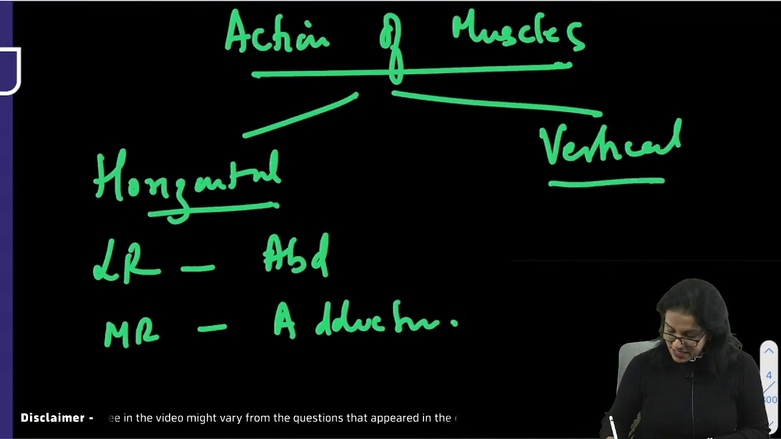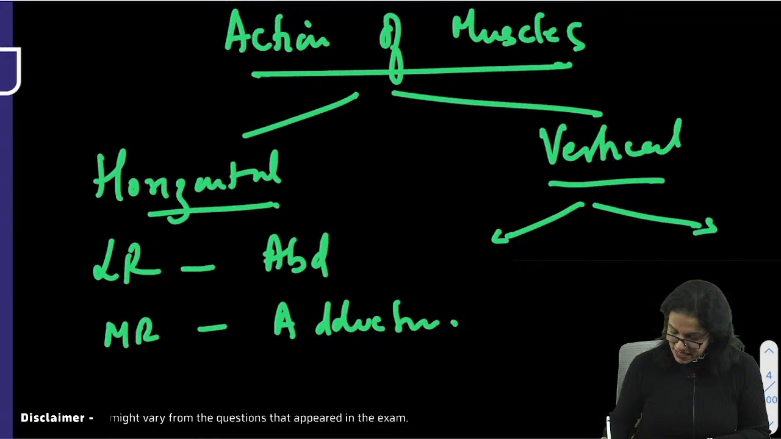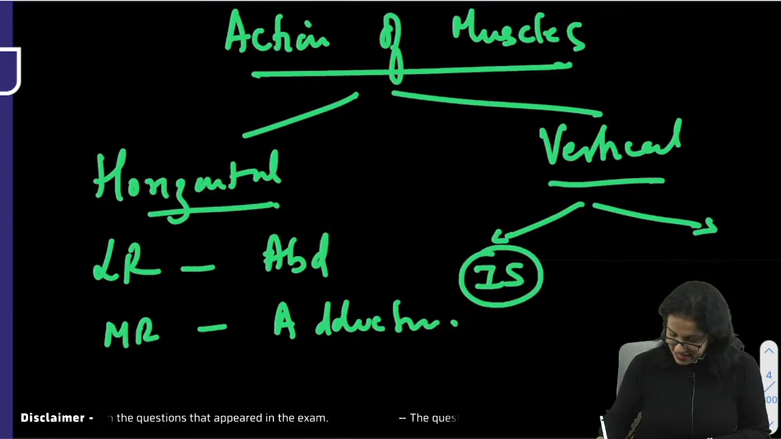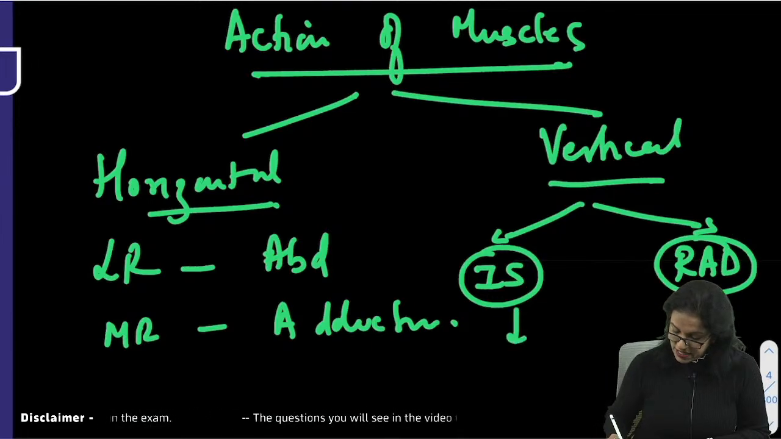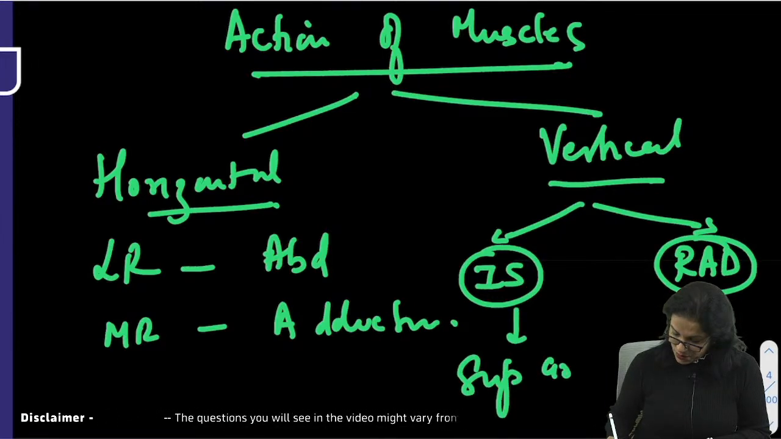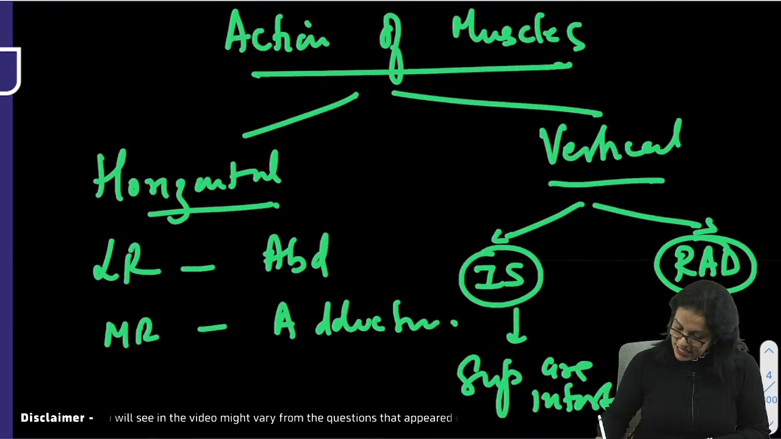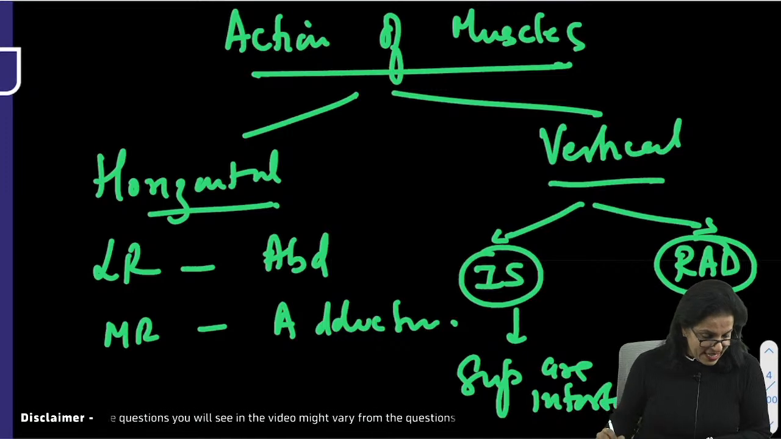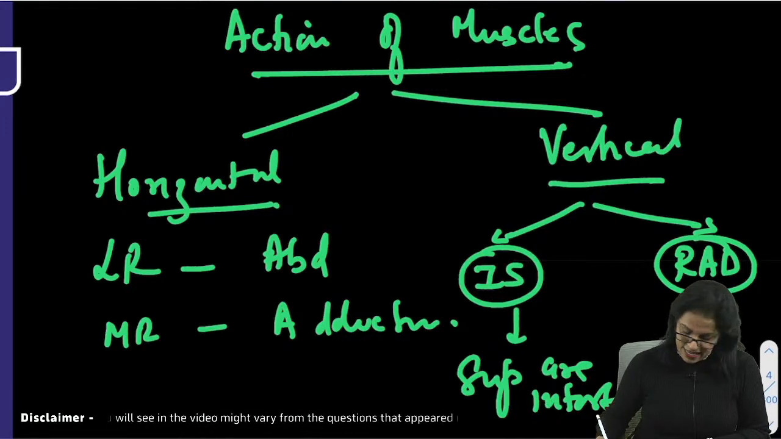Talking about vertical muscles, just learn the two mnemonics with me here. One is RAD. It says that recti are adductors. The other says that superiors are intorters. Superiors are intorters. Okay. And what does RAD say? RAD says that recti are adductors.